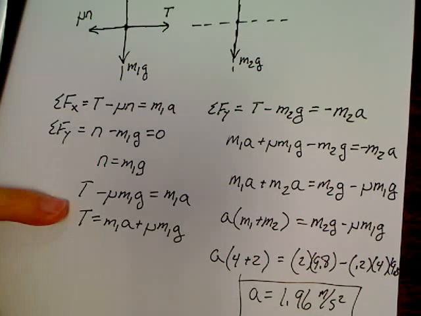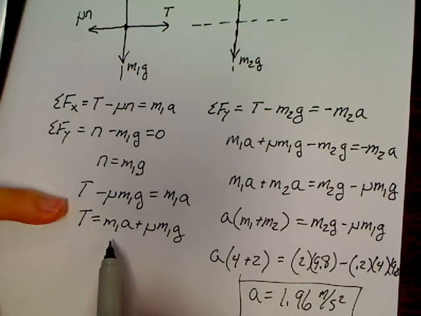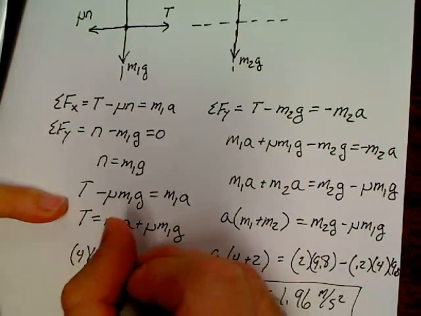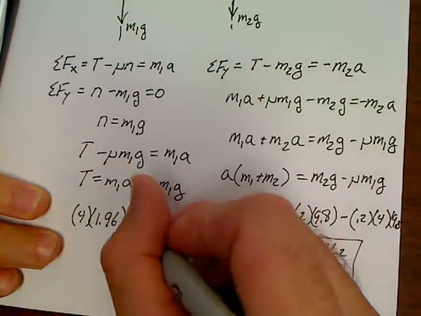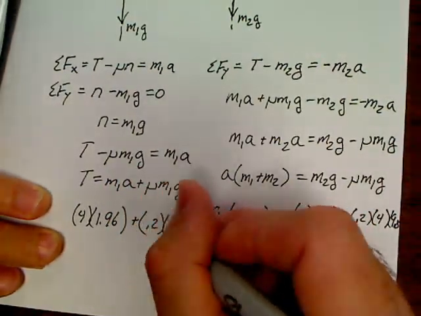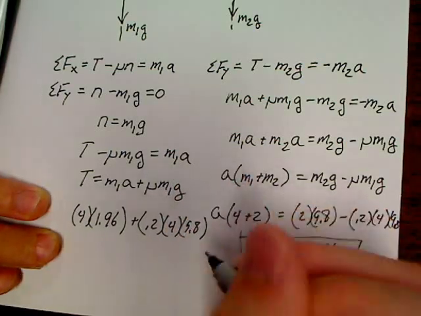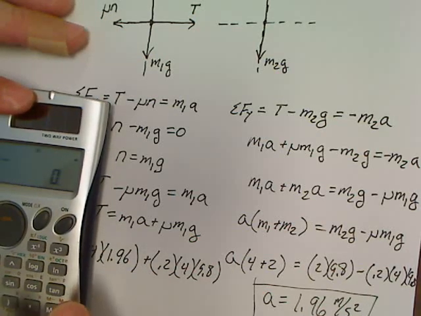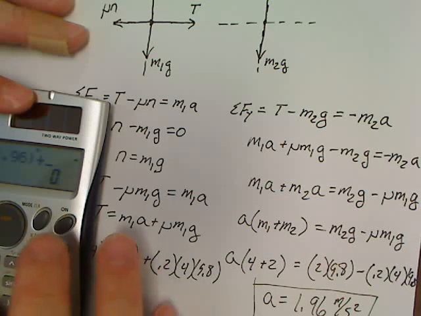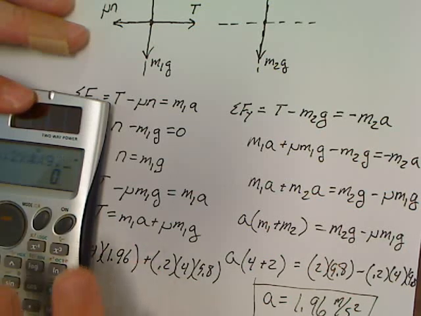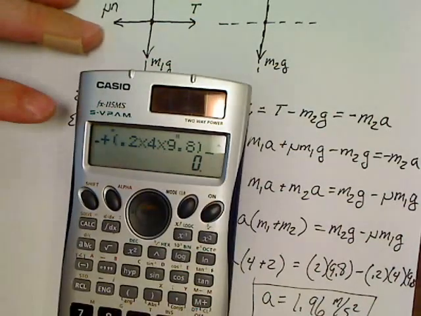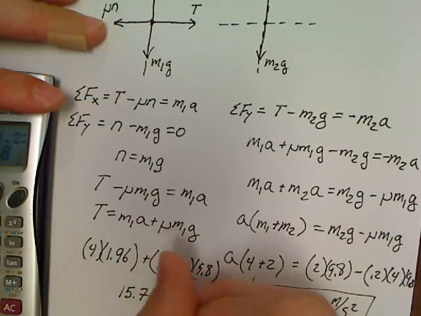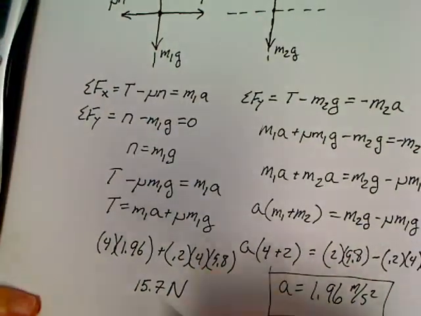If we want to find what the tension is, all we'd have to do is come back here. We'd have 4 times 1.96 plus 0.2 times 4 times 9.8. So 4 times 1.96 plus 0.2 times 4 times 9.8, and that equals 15.68. So we'll go 15.7 newtons. There is our tension.